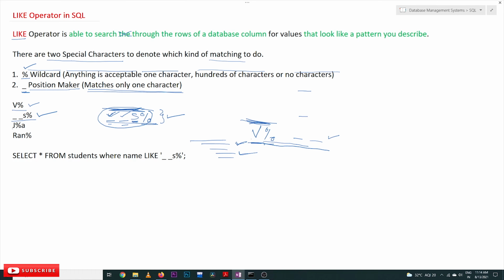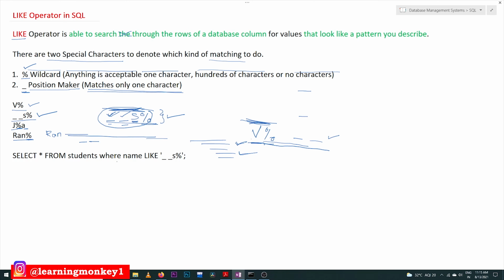Similarly, if you take J, the pattern should start with J, then any character, and it should end with A. And similarly, "ran%": the first three characters should be "ran", and after that any characters. So any number of characters is represented by percentage, and only one character is represented by underscore. Just see this query.